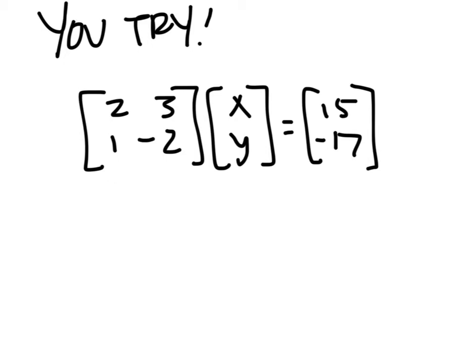All right, you try to solve this system right here. We have 2x plus 3y equals 15, and x minus 2y equals negative 17. Pause the video. Here's your matrix A, matrix X, matrix B, and solve A inverse B.